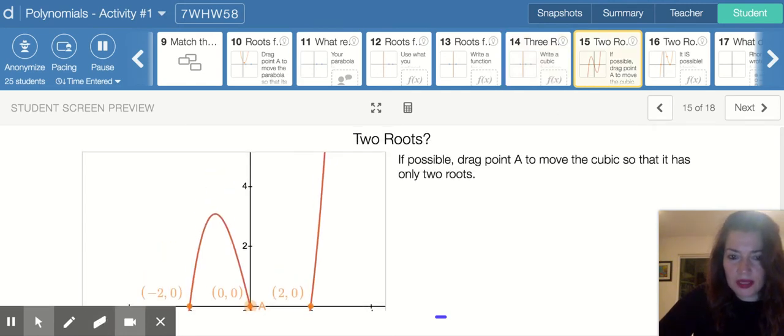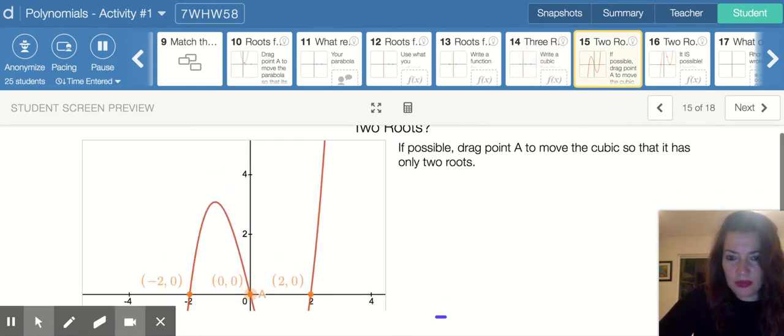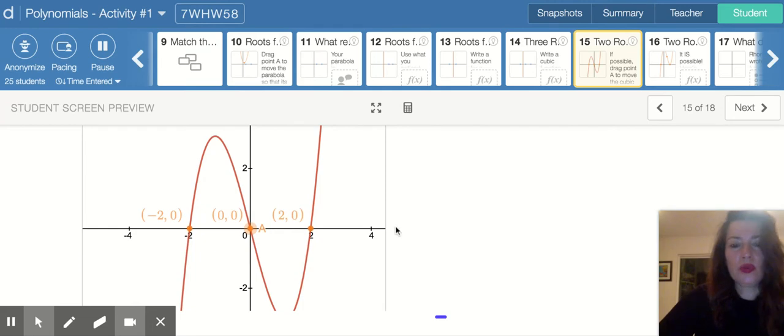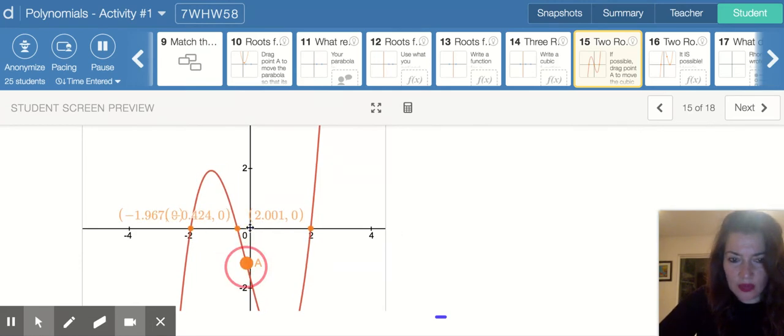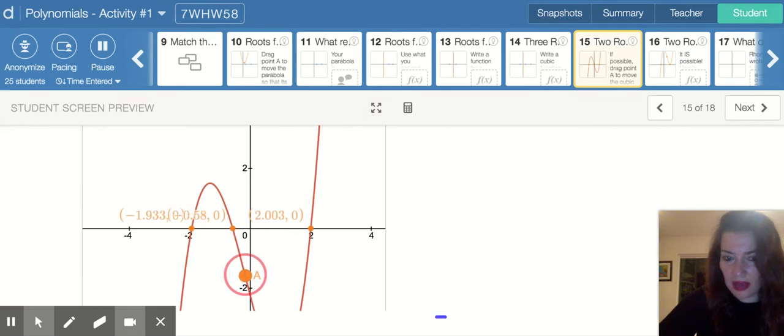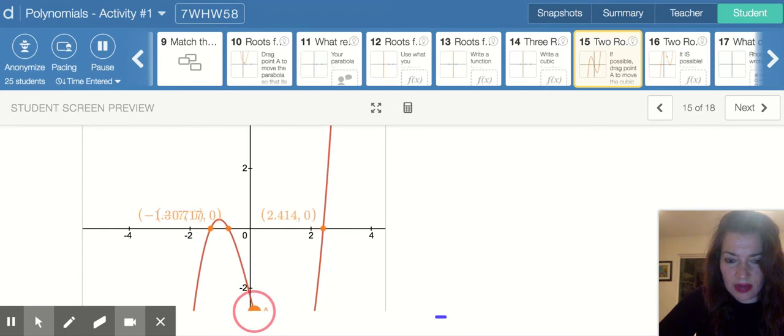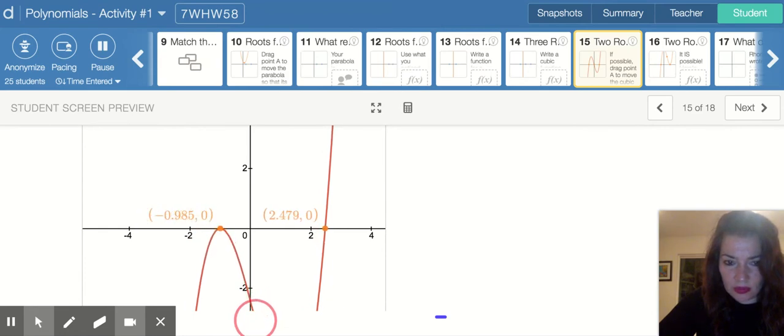All right, looking at slide number 15. If possible, drag point A to move the cubic so that it has only two roots. So what we want to do is, right now we have 3 roots. I want to drag this A where I'm only touching the x-axis at 2 points. So if I drag it down, I can do that. In other words, right here it's touching at 1 point and then at one other point.